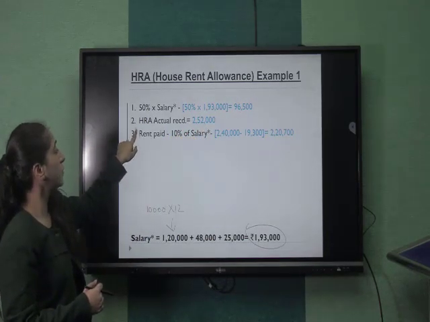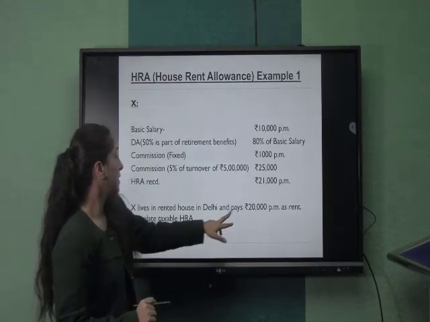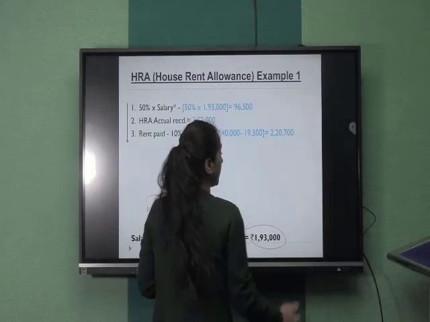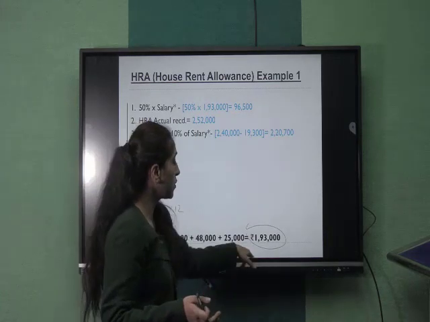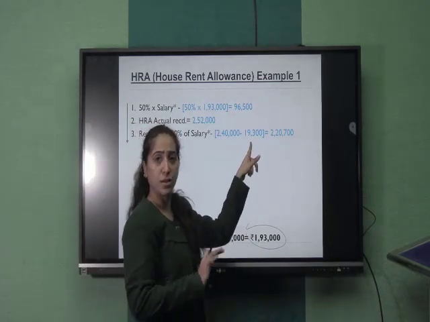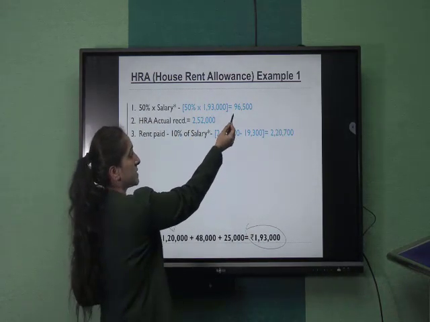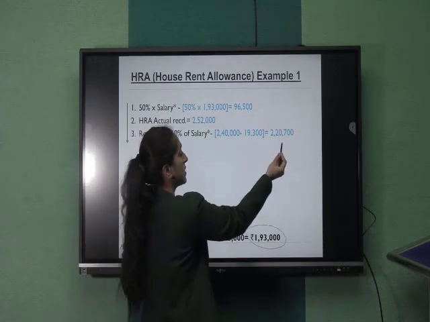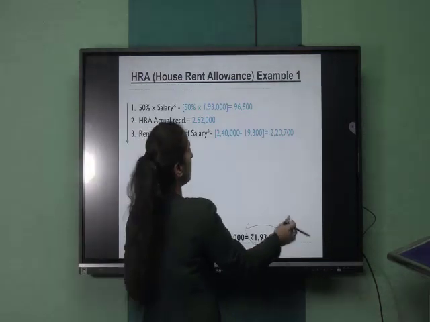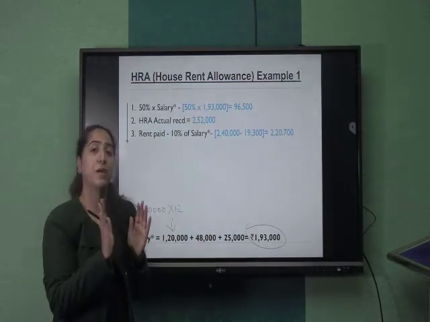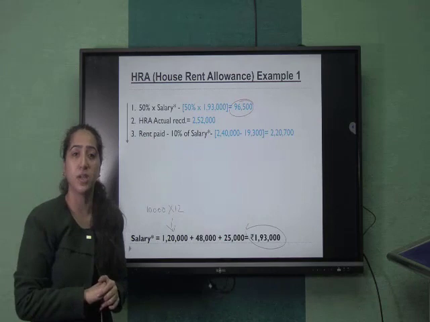After this, we have to find out rent paid minus 10% of the salary. So rent paid given to us is 20,000 per month, so 20,000 multiplied by 12 comes out to be 2,40,000 minus 10% of the salary, which comes out to be 19,300. So these three figures are given to us. Now we have calculated 96,500. Second is 2,52,000. Third is 2,27,700. Now whichever is the minimum one out of these three, that will be our exemption amount. So our minimum one is coming out to be 96,500.